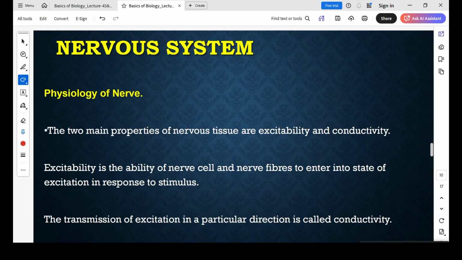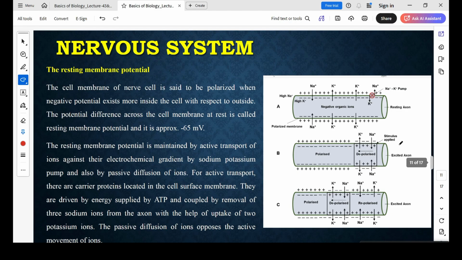The nerve itself has two properties: excitability and conductivity. So when a stimulus is applied, the nerves have the ability to enter a state of excitation and the ability to transmit that excitation in a particular direction. Both of these are very important properties of nervous tissue.